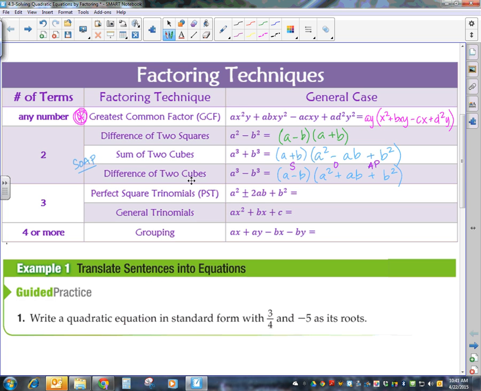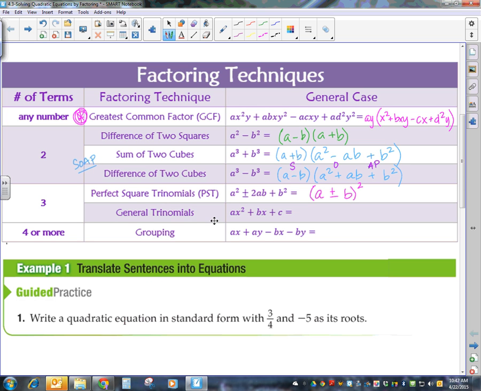Okay, a PST, I like to call them PSTs because perfect square trinomial is a lot to say. But you're recognizing that this is a perfect square, that is a perfect square, and when you take the square root of those and multiply by 2, you have your middle term. So how does that factor? It is a plus or minus b quantity squared. And now hopefully you realize if it's plus over here, it's plus over there. If it's minus over here, it's minus over there. And that's what that means.